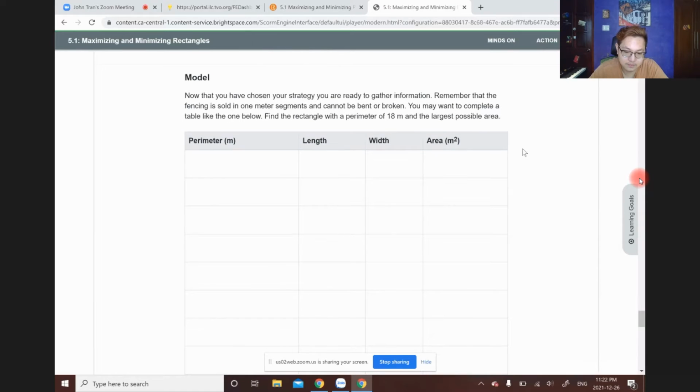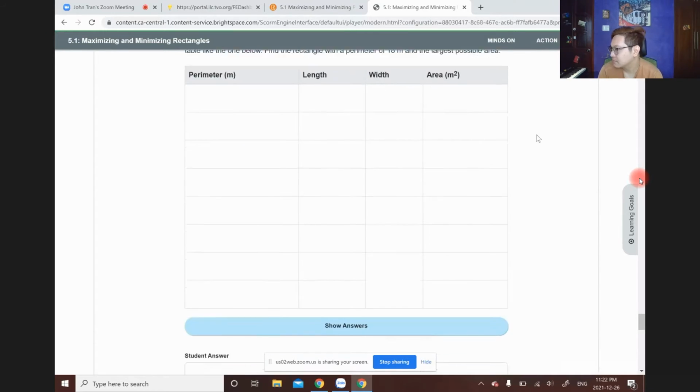Now that you have chosen your strategy and you are ready to gather information, remember that the fencing is still in 1 meter segments and cannot be bent or broken. So just whole numbers. Yeah, whole numbers. Find the rectangle with a perimeter of 18 and the largest possible area.